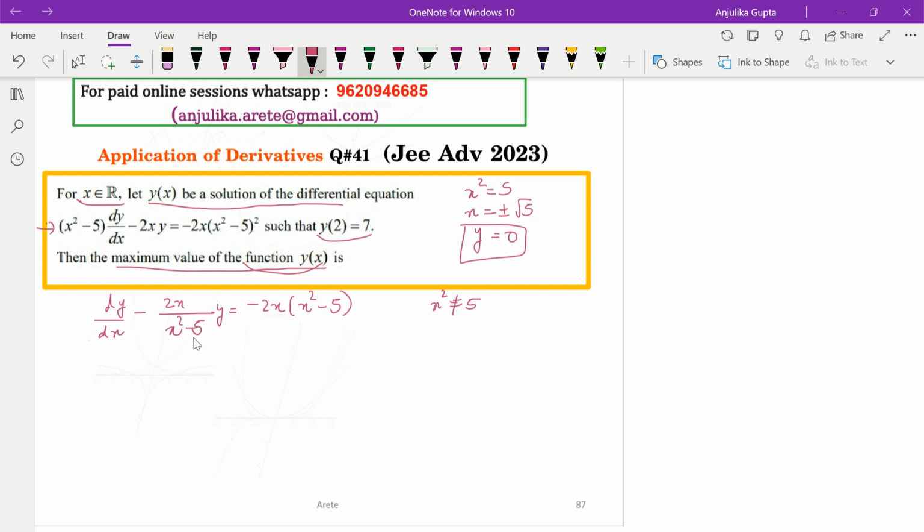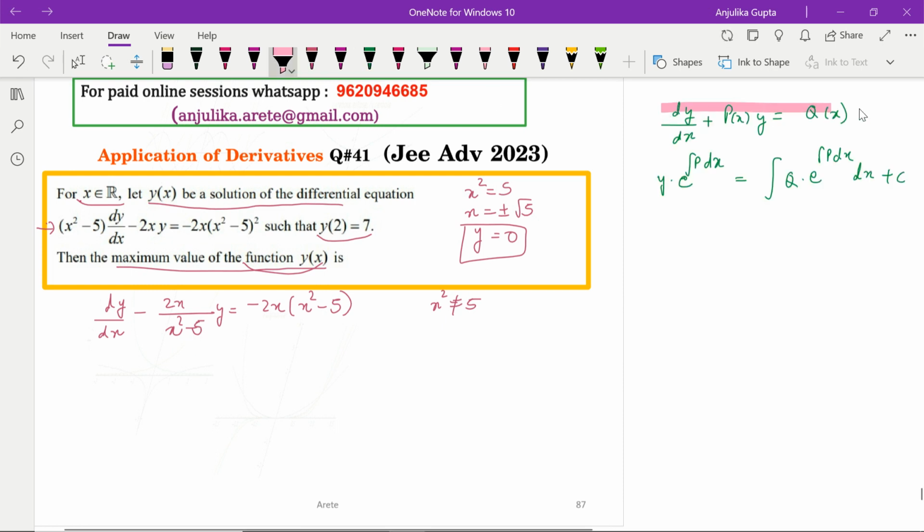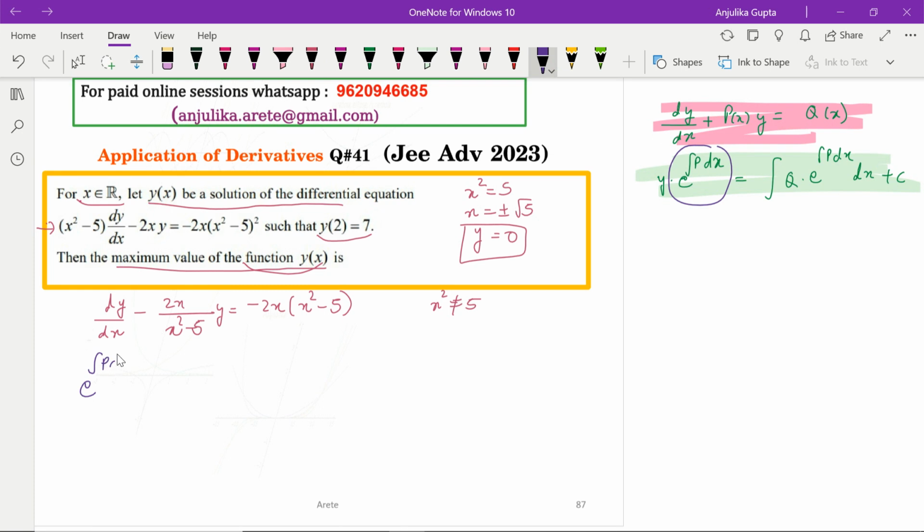Now, how do we solve a linear differential equation? How does it look? This is a linear differential equation. It looks like this, and the solution is given like this. e to the power integral p dx is called the integrating factor. So in our situation, what is my integrating factor? What is e to the power integral p dx?